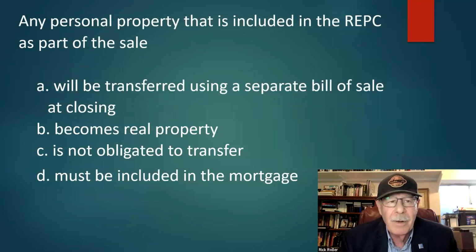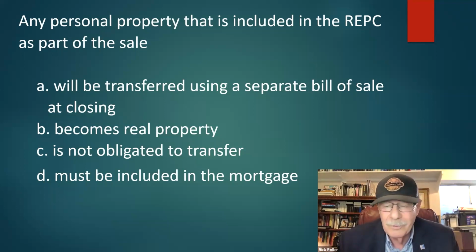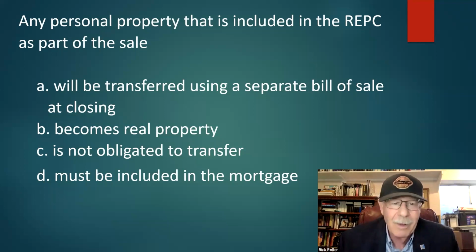We're talking about personal property now in the sale of a residence, a house. Any personal property that's included in a real estate purchase contract as part of the sale: A, will be transferred with a separate bill of sale at closing. B, becomes real property. What? Something's going to become real property just because you bought it? You buy a car, does that make it real property? No. B's not right. C, is not obligated to transfer. Well, if it's included in a real estate purchase contract, they are obligated to transfer.